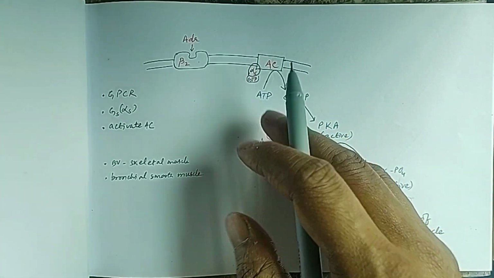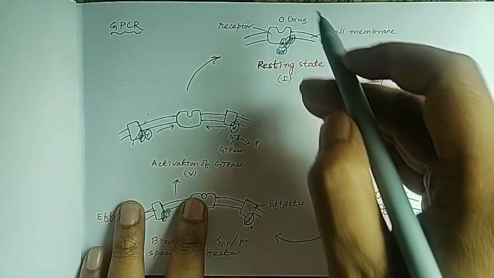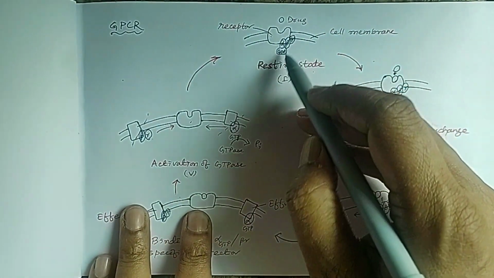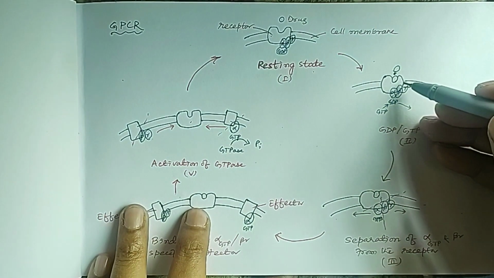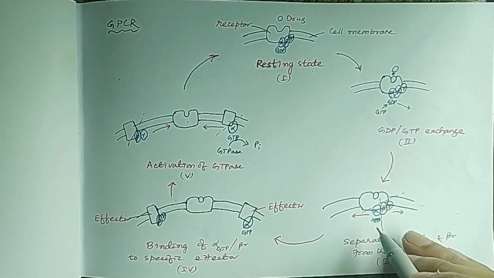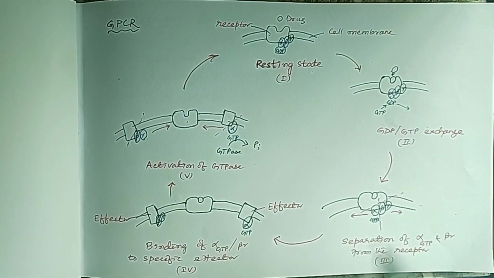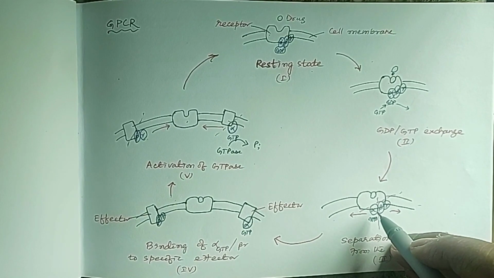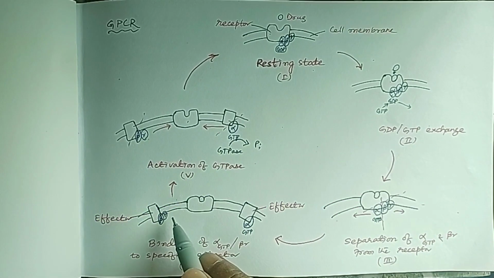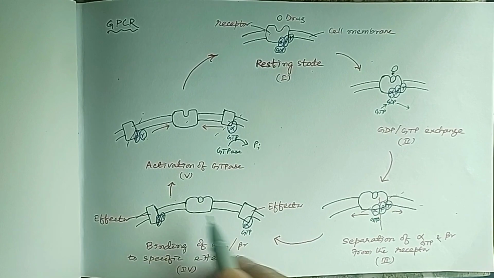So let us just recap the G protein coupled receptor. Without the ligand, alpha GDP is there. When the ligand binds, GDP-GTP exchange occurs. Alpha GTP and beta gamma will separate from the receptor and will bind to their specific effectors.